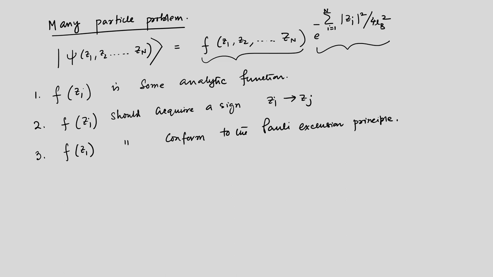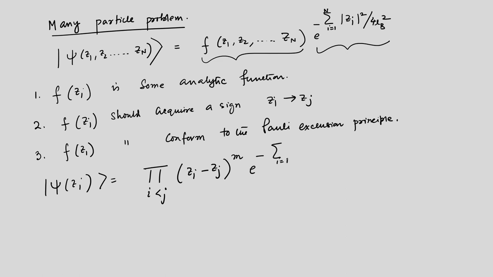Okay. And so one can write down psi of zi using a factor called the Jastrow factor, the product of zi minus zj, the whole to the power m, times exponential of minus the sum over i equal to 1 to n of zi mod squared by 4 lb squared. Okay, so this is very clear. How does this conform to all the conditions written above? It's of course some analytic function. It's just a function of these pairwise coordinates i and j, and small m is the angular momentum quantum number, which corresponds to jz.